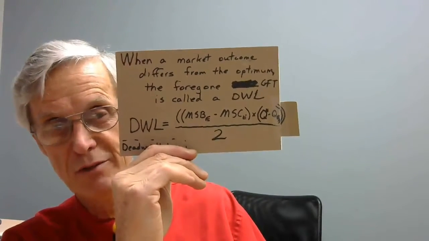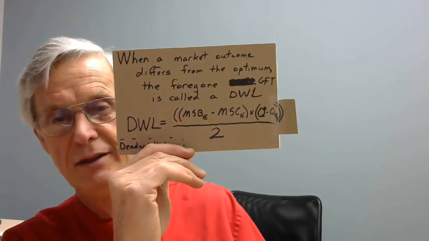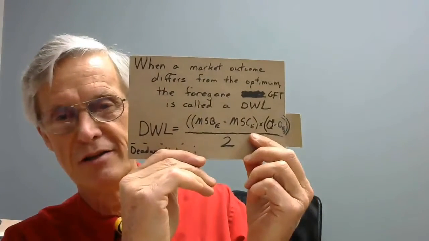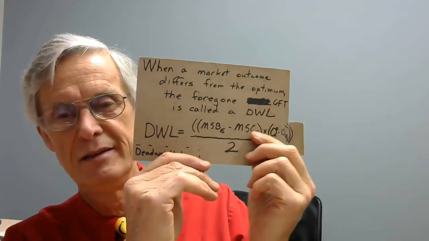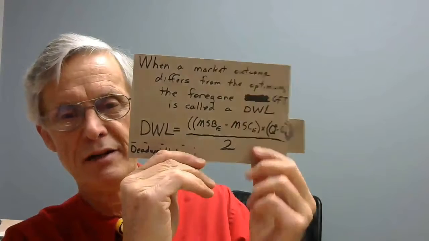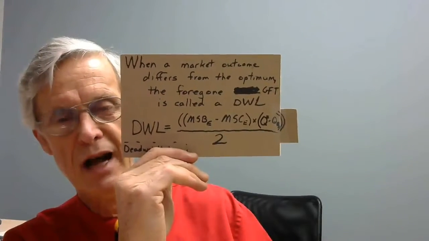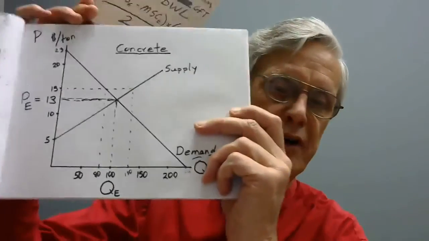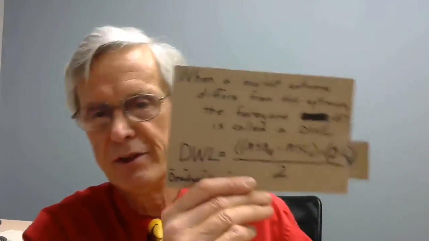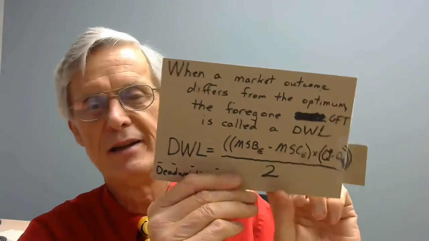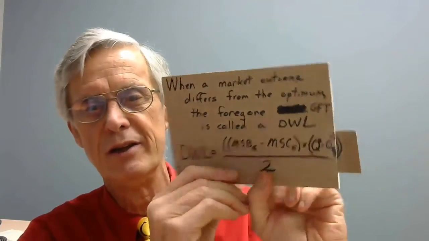At the end of this one, moment of truth: all dead weight losses are computed by this formula. The base times the height divided by 2 will give you the dollars, in this case, back to my graph, the dollars per day, foregone gains from trade. There it is one more time. And let me flash the last thing on there one more time so you don't have to rewind the video to look at it.